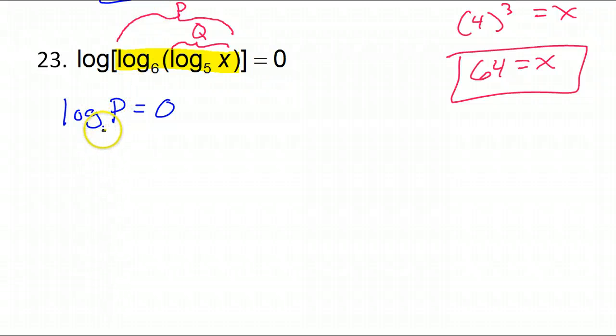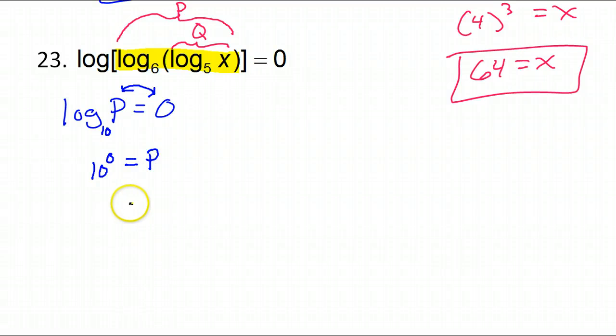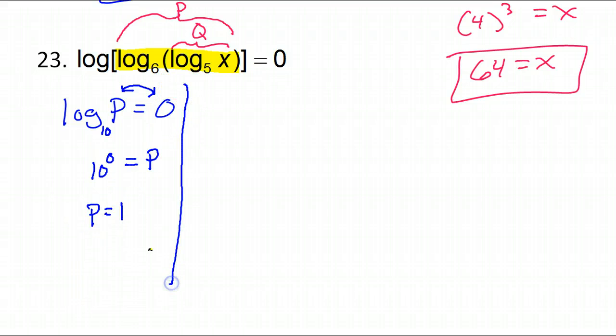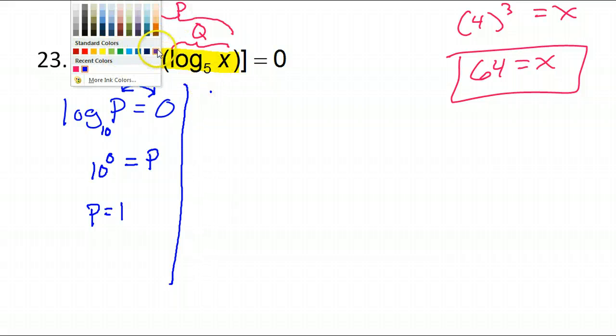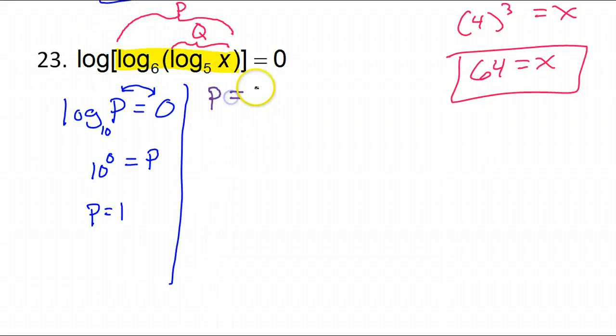Okay, don't forget that there's an invisible base 10 right here. So if you rewrote this in exponent form, we'd start with the base, so 10, and then you know how these are going to switch places. So 10 to the 0 power is equal to P. Well, what's this? Anything to the 0 power is 1. So that means P is equal to 1. Okay, so we are 1/3 of the way done. If we know that P is 1, then let's start over with that fact. Okay, so look, P equals 1.